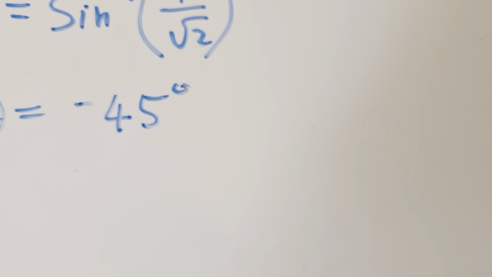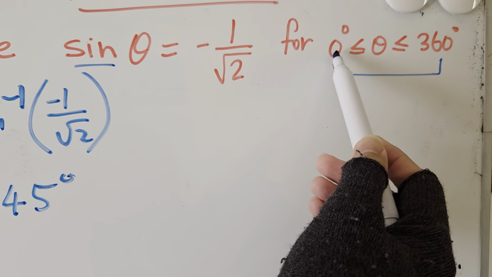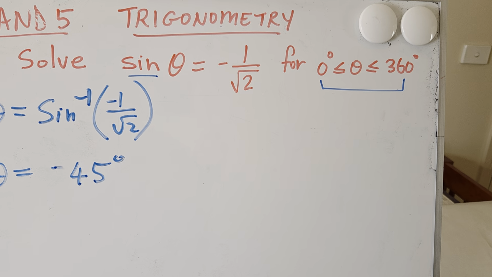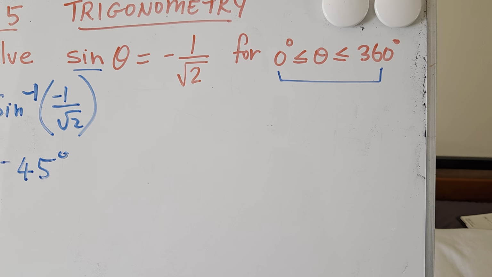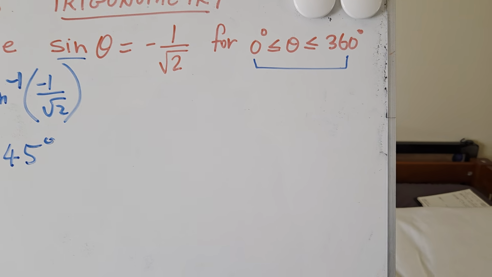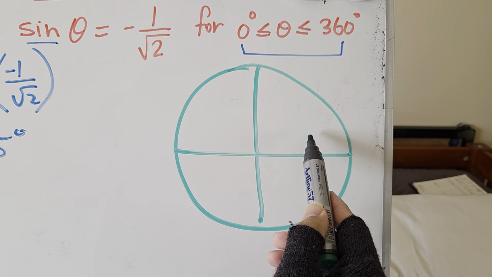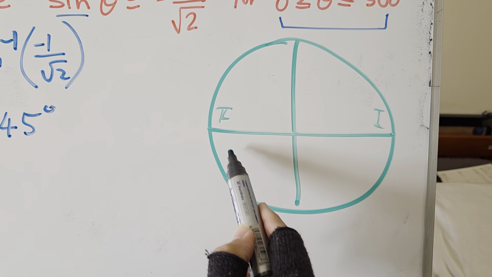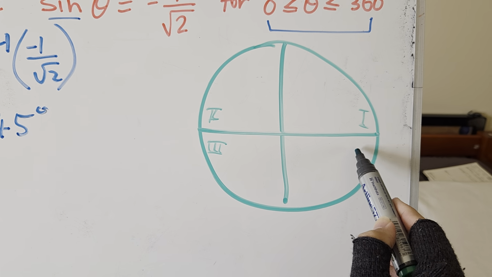But this cannot be one of the answers because our domain is from 0 to 360 degrees, and -45 degrees falls behind 0. So we want within the range of 0 to 360 degrees. So what we need to do now is we have to go to the quadrants. So try to recall the quadrants. It is a circle with 4 sections. Quadrant 1, quadrant number 2, quadrant number 3, and quadrant number 4.